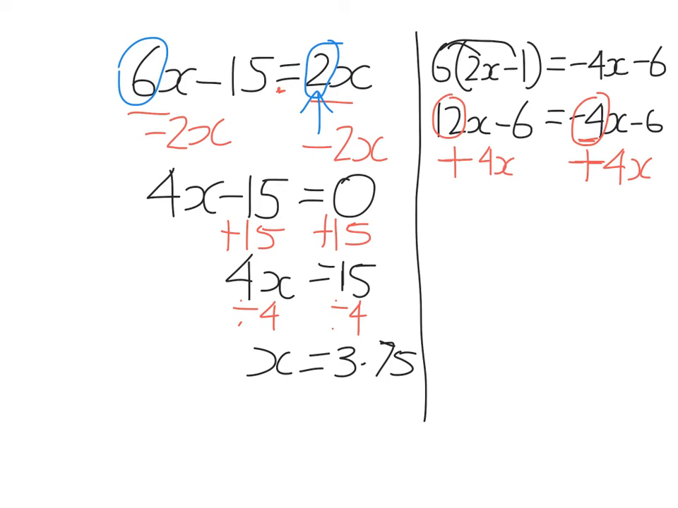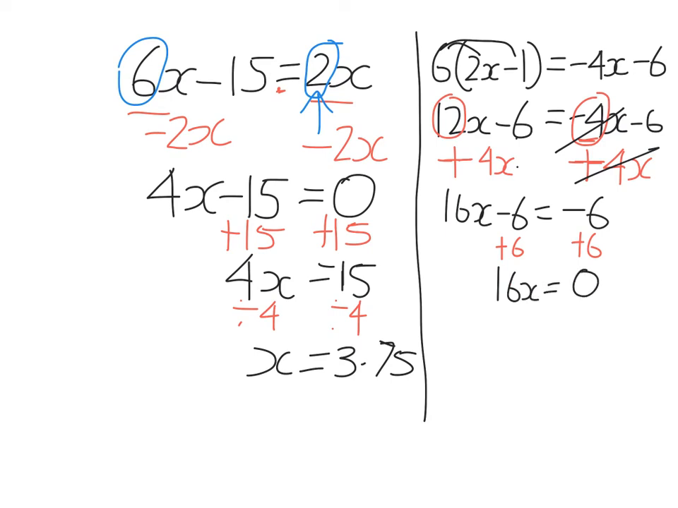So I end up with 12x plus 4x is 16x minus 6, because 6 and 4x are not like terms, I can't add them together. That equals, so negative 4x plus 4x cancel out, so I'm left with this. Now what I need to do is add 6 to both sides. And I get 16x is 0. So don't try and do this any differently because there's a 0.